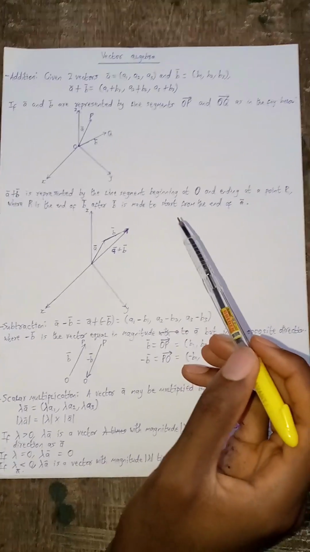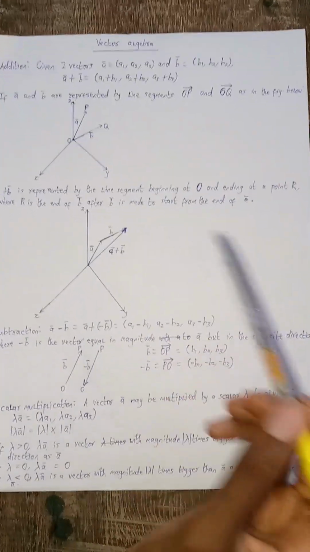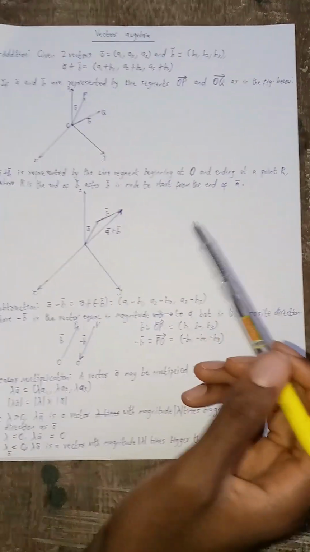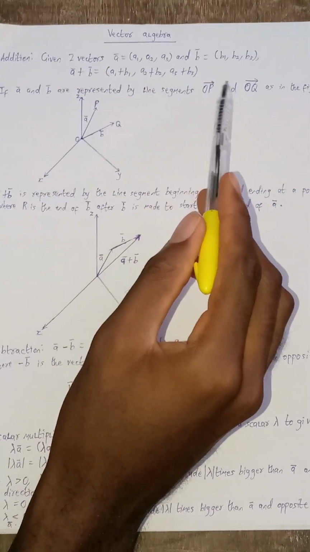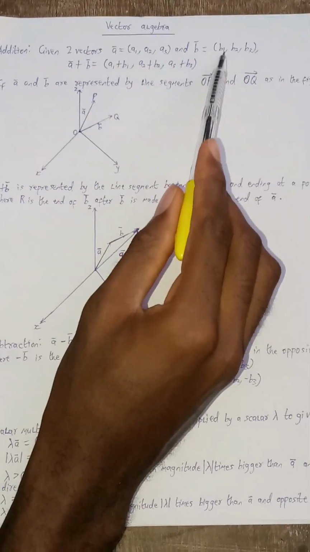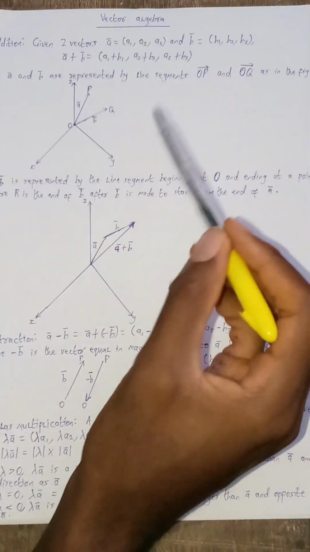So we'll move on to vector algebra. Here we are going to be considering addition, subtraction, and multiplication of vectors and scalars. So to add two vectors together, we simply add those coordinates. The x coordinate of A, x coordinate of B, we add them. Y coordinates, we add them. Z coordinates, we add them.